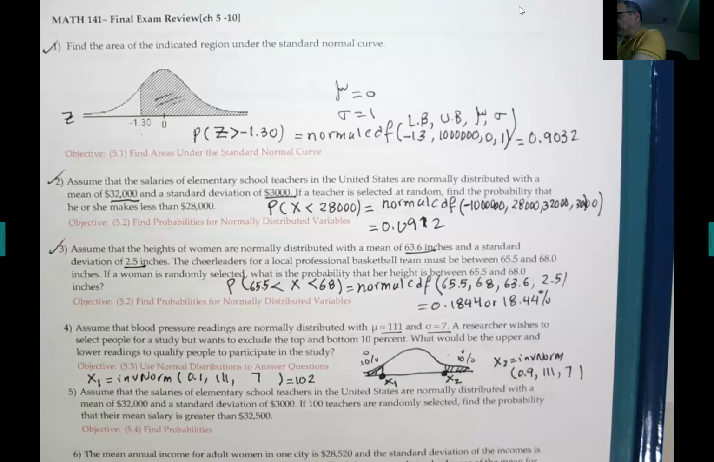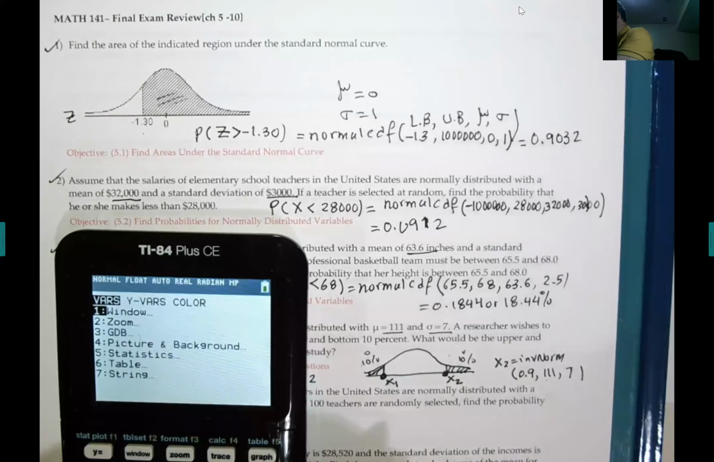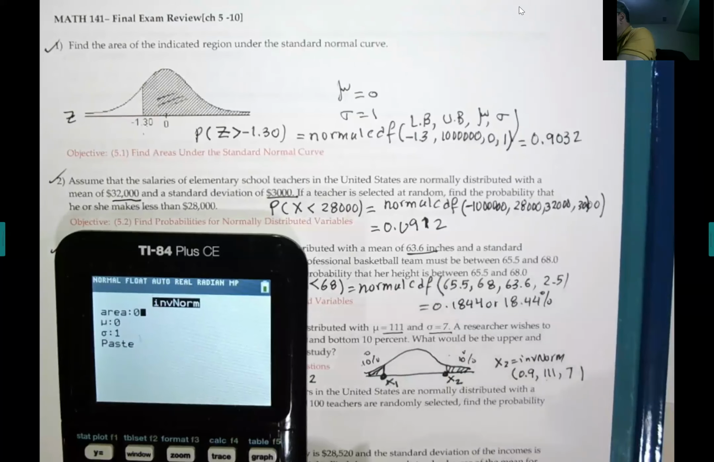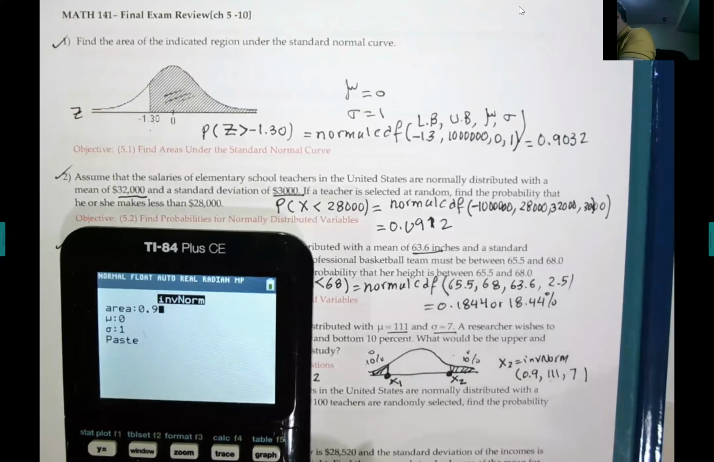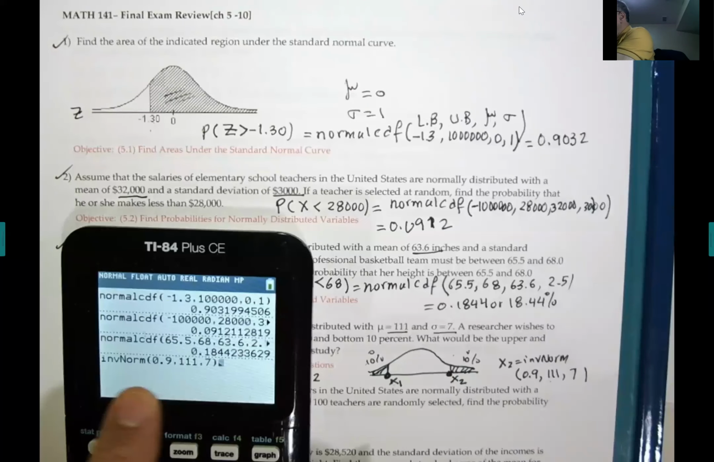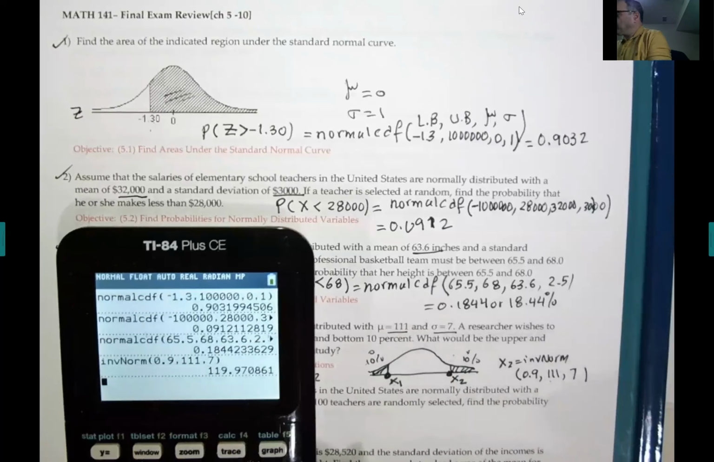So let me show you the function, guys. It's right here. Second variables, inverse norm, number 3. So you will need this one, area is 0.90. Mean is not 0 here, 111. And standard deviation is 7, paste. You see, for students who have the older operating system, you just have to do inverse norm, enter 0.9, comma 111, comma 7. 119.97. So I was right, 120.